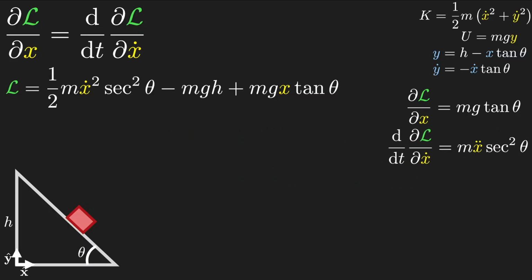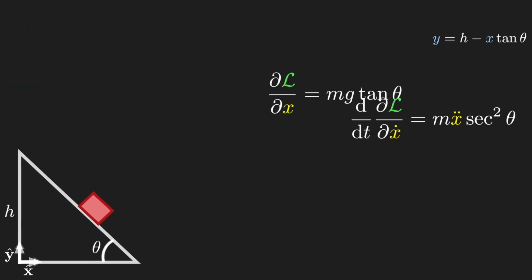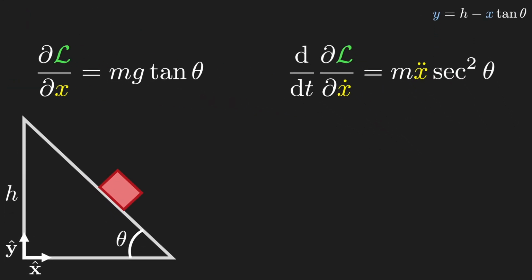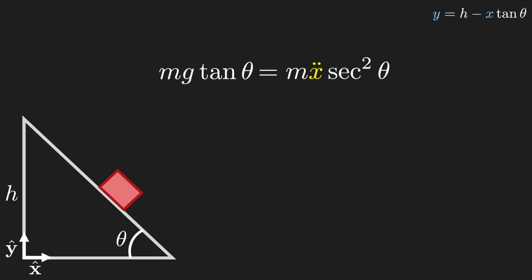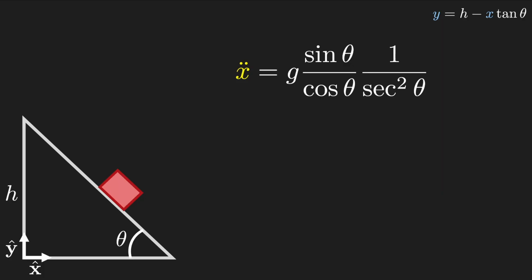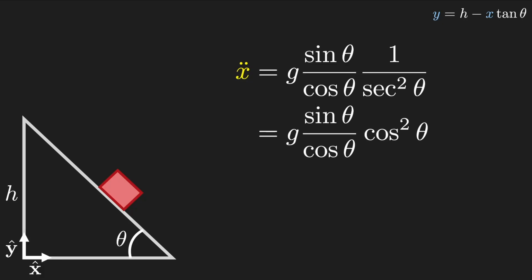Okay, so we have our two sides here, and we can bring them together now. The physics is now effectively done. We now just have to set both sides equal to each other and solve the resulting differential equation. Notice how both sides share an m factor, which means we can cancel it out. Solving for x double dot, we get g sine theta over cosine theta times 1 over secant squared theta. Of course, 1 over secant squared theta is just equal to cosine squared theta. And so, simplifying the expression, we find that x double dot equals g sine theta cosine theta.